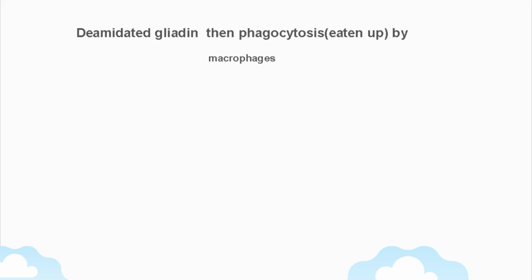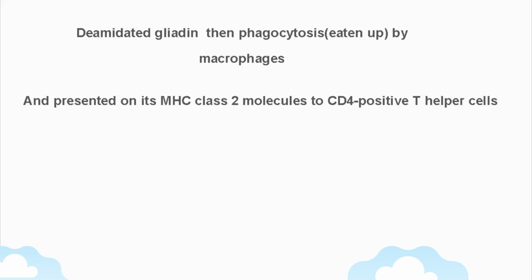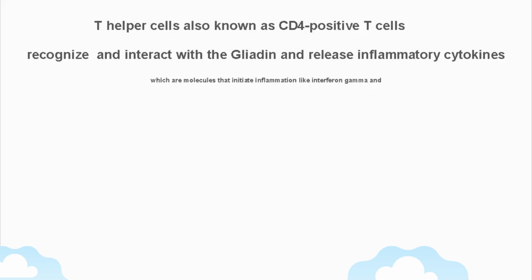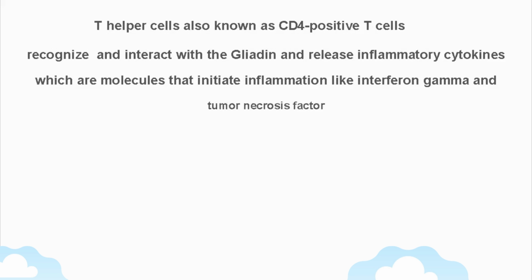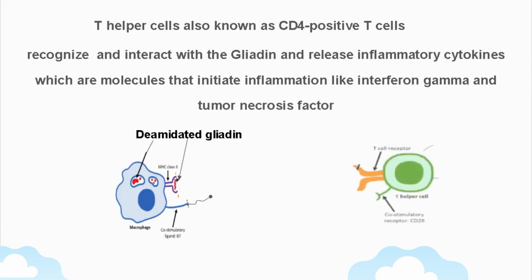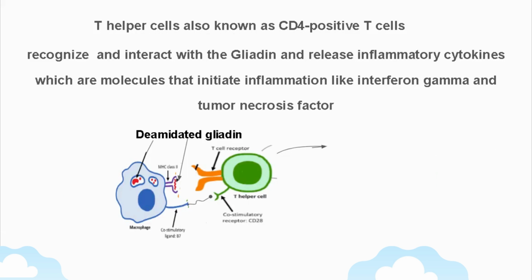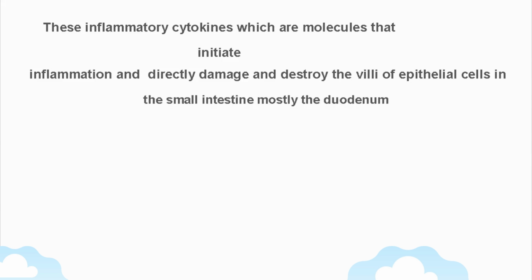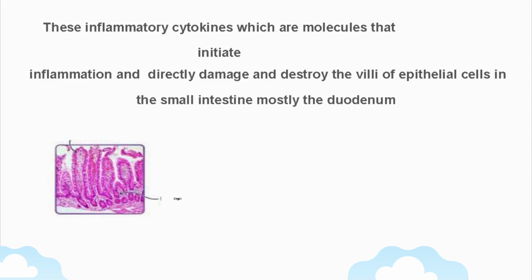Deamidated gliadin is then phagocytosed by macrophages and presented on their MHC class II molecules to CD4-positive T helper cells. T helper cells recognize and interact with the gliadin and release inflammatory cytokines, which are molecules that initiate inflammation, like interferon gamma and tumor necrosis factor. These inflammatory cytokines directly damage and destroy the villi and epithelial cells in the small intestine, mostly the duodenum.